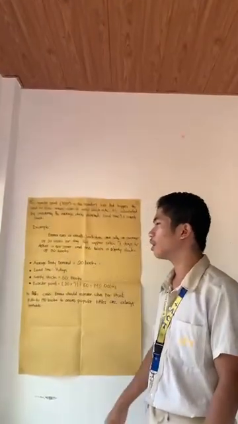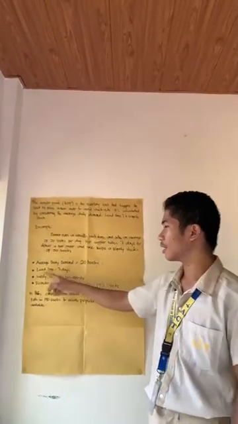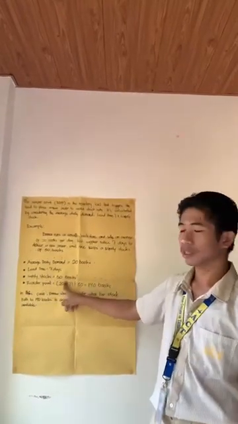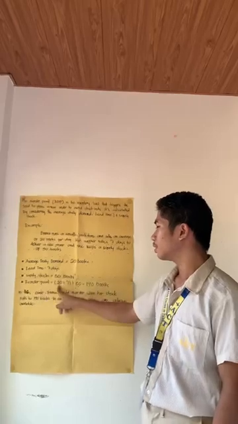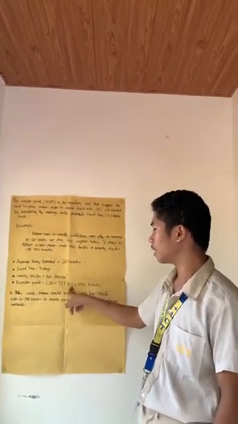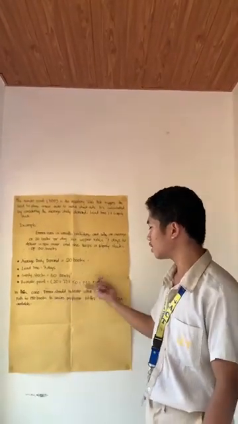This is the formula of ROP. Average daily demand is 20 books, lead time is 7 days, safety stock is 50 books, and this is our reorder point. 20 times 7 plus 50 equals 190 books. So this is the answer for ROP.